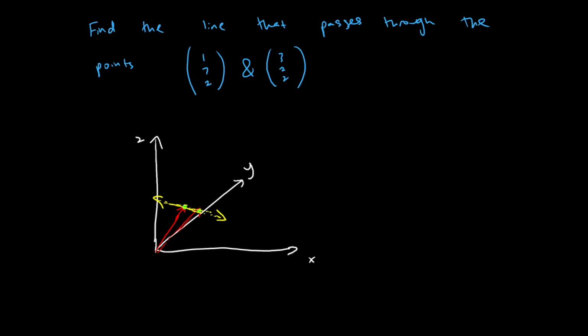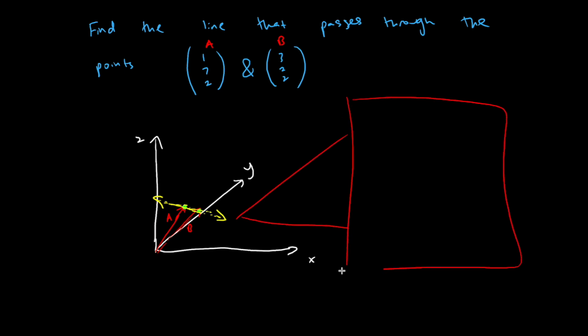So I'll just call this first point A, and the second point is B. Alright, so this is B and this is A. So I'll just map this into a more, I guess, 2D perspective. Right, so we have our vector A, we have our vector B, and then we have our line here.